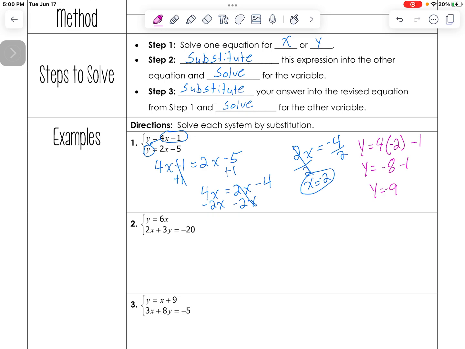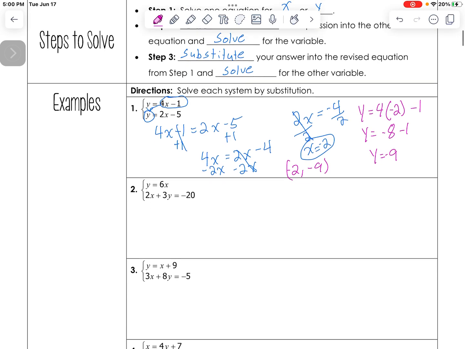Now, whenever we were talking about solving a system of equations by graphing, what did our solution look like? Yes, it was an ordered pair. All right, so we're going to take the same approach. It's going to be an ordered pair. It's going to be a solution to a system of equations. It doesn't matter what way you're solving. So our final answer, what's our x value? Negative 2, good, and negative 9. The solution to this system is negative 2, negative 9.